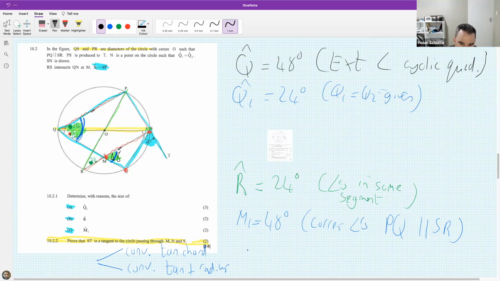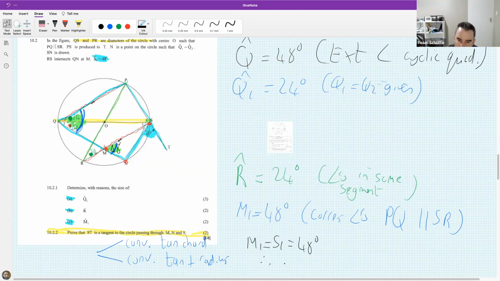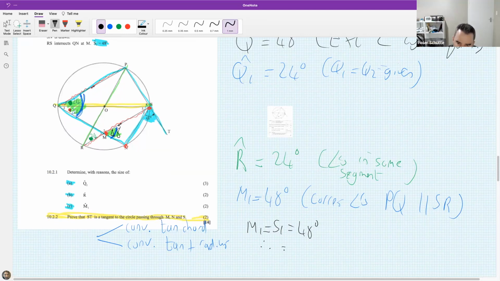So I'm going to say here, M1 equals S1 equals 48. Therefore, ST is tangent, and the reason is converse tan chord theorem.